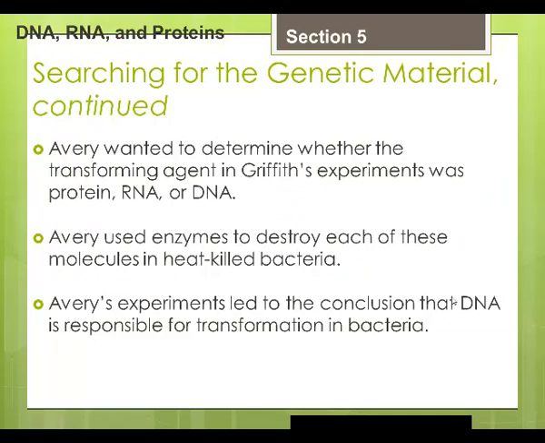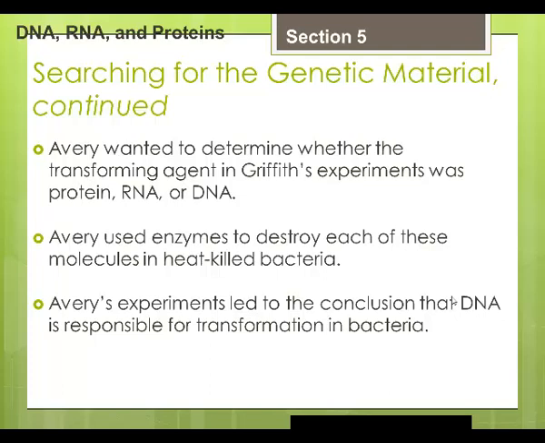So searching for the genetic material continued. Avery wanted to determine whether the transforming agent in Griffith's experiments was protein, RNA, or DNA. At the time, nobody really even knew what the genetic material was, or what the material was that was being passed on that ended up killing the mouse.